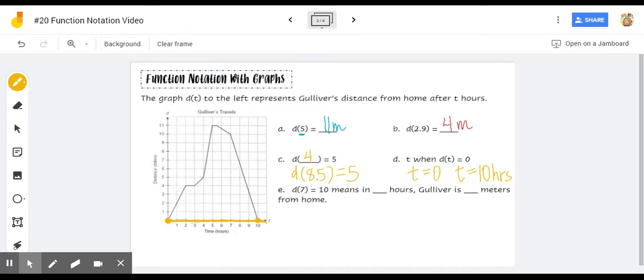All right, so according to that statement, d of 7 equals 10 means that in 7 hours, Gulliver is literally 10 meters from home.